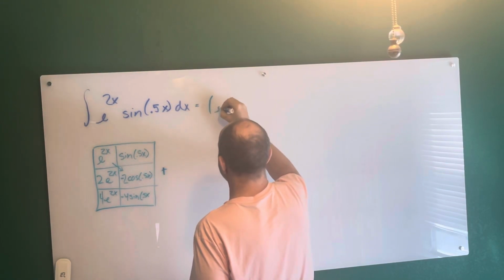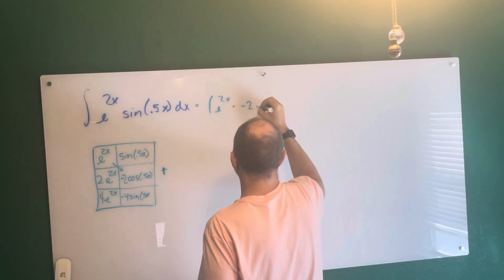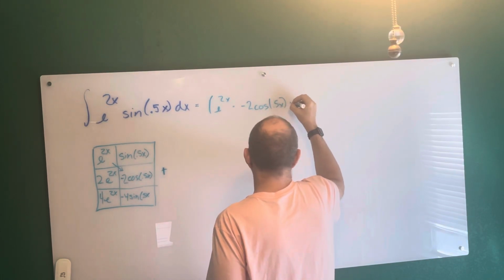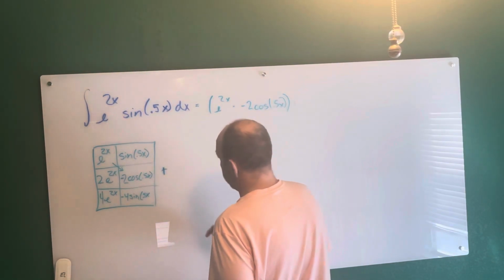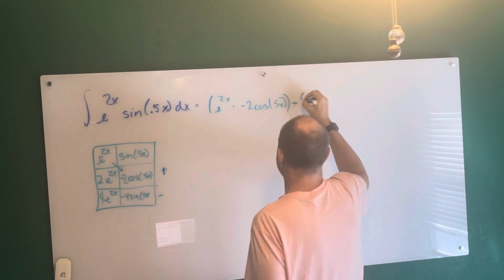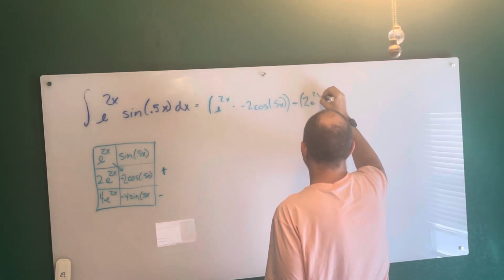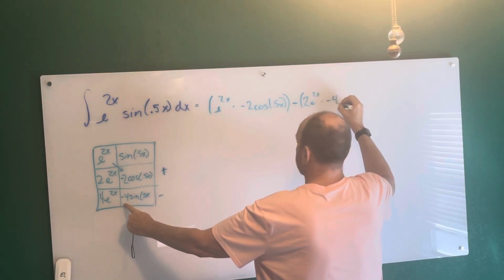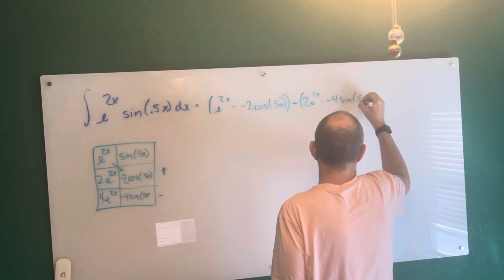So that means it's e to the 2x times negative 2 cosine of 0.5x. The next one is going to be minus, and that is going to be 2e to the 2x times negative 4 sine of 0.5x.